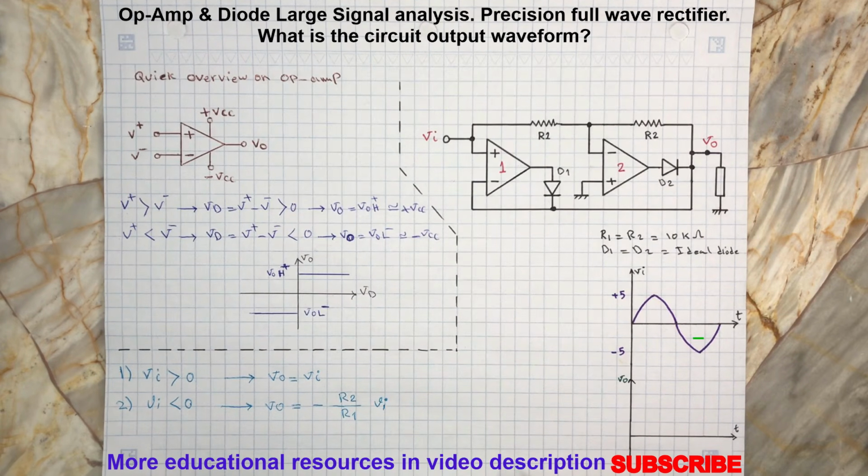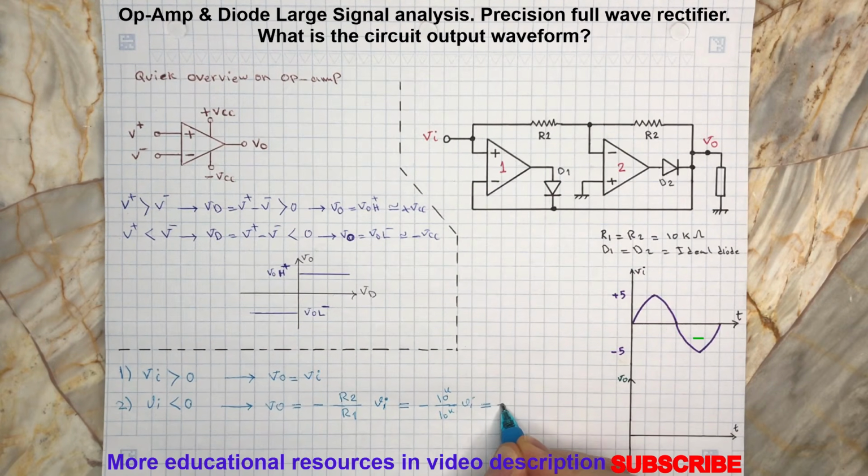So with a negative Vi, the output Vo will be equal to minus R2 over R1 multiplied by Vi. And since in this example the R1 is equal to R2, then we will have a positive Vi at output Vo. And Vi by itself is already negative as we are here.